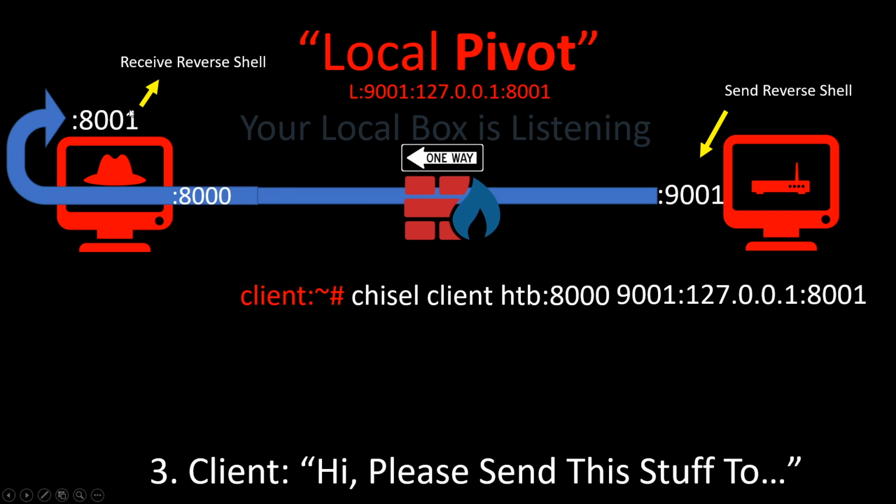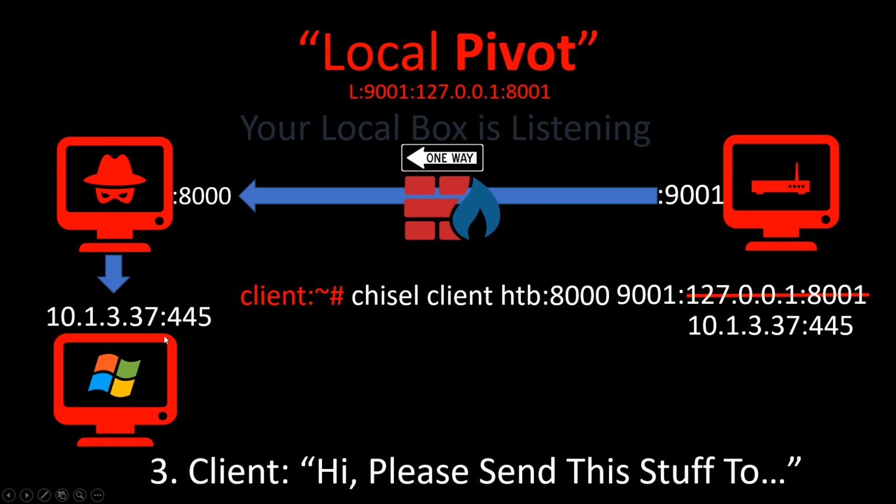The other way a lot of people use local pivots is to access, like, port 445 of a Windows box, and you just remove the 127.0.0.1 and put what IP address you wanted. So 10.1.3.37:445 would go through the tunnel and then access whatever box is at that. So that is the local pivot. So let's see it in action.